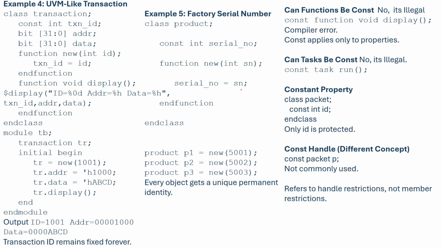Like factory serial numbers. Factory serial numbers means the constructor only is giving the unique numbers, and we are assigning them: 501, 502, 503. So how many employees are there? Those many objects you need to create.